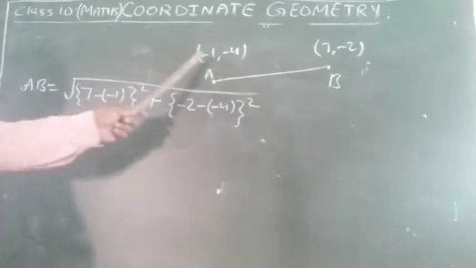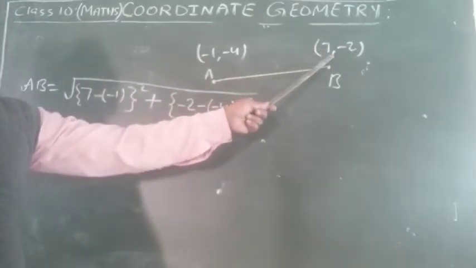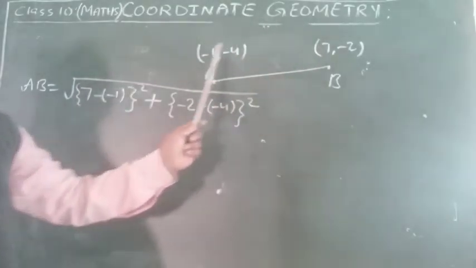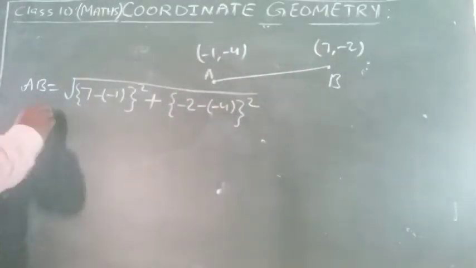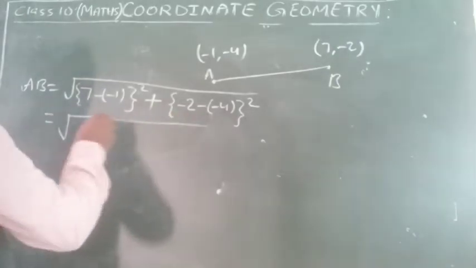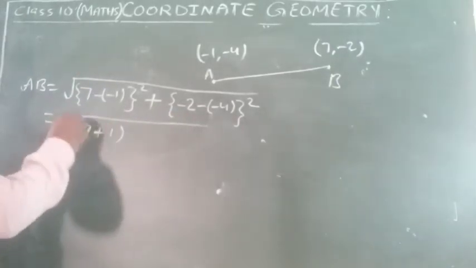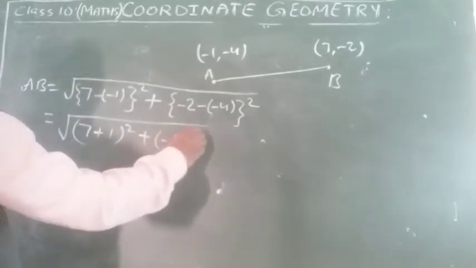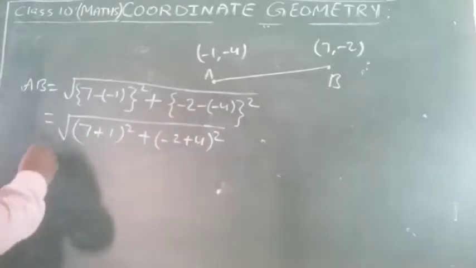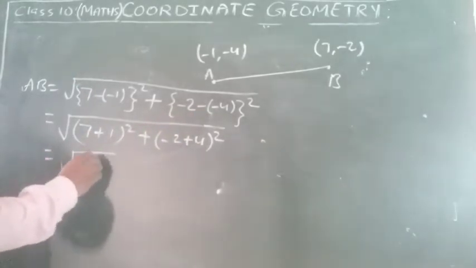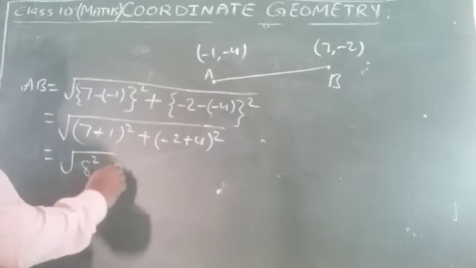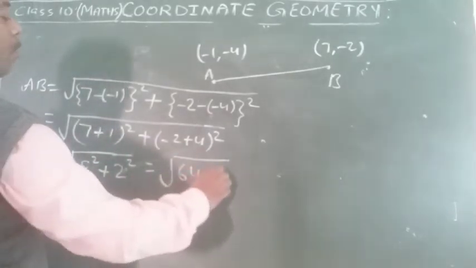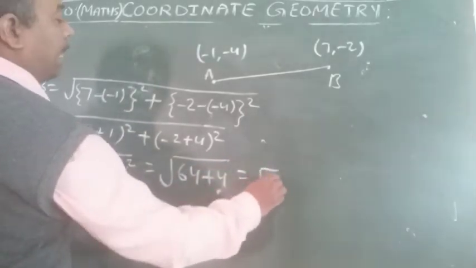Okay, it is x1 y1, it is x2 y2. Thus, it is (7 minus minus 1) to the whole square plus (-2 minus minus 4) to the whole square. So here the distance is (7 plus 1) whole square plus (-2 plus 4) to the whole square. Here it is 8 square, and 4 minus 2 becomes 2 to the whole square. It is 64 plus 4, equal to under root 68.